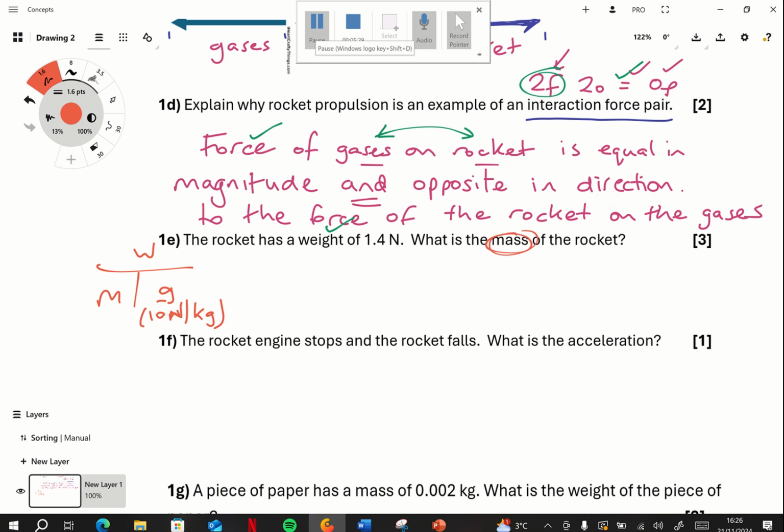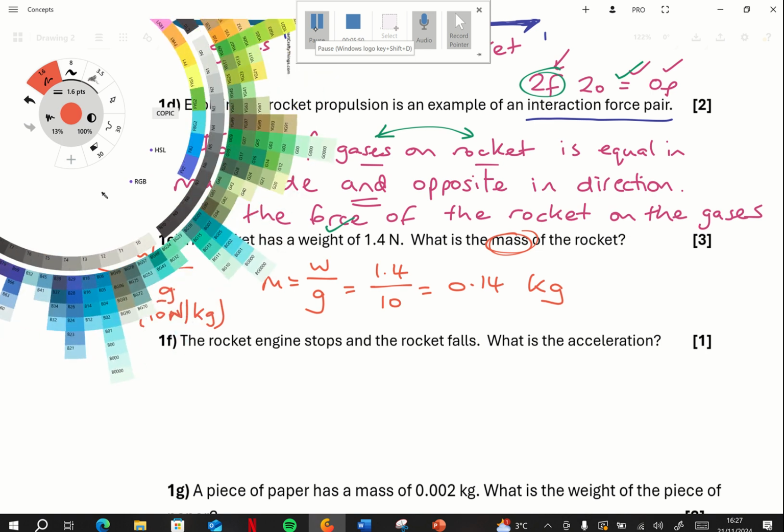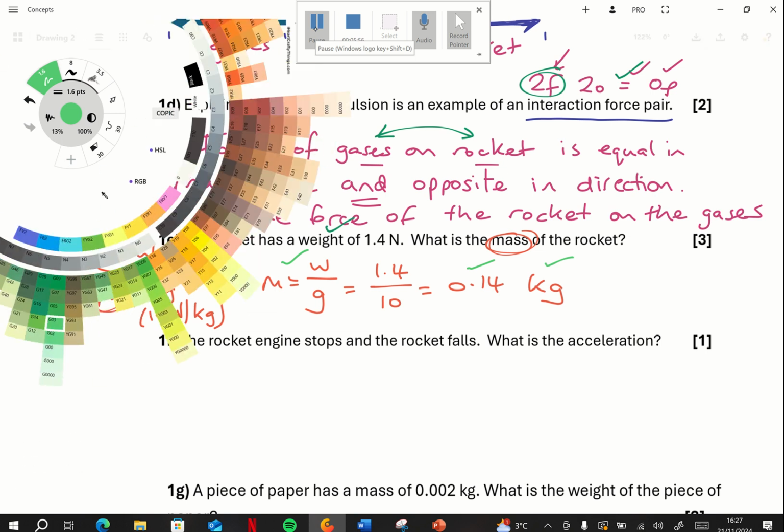So it says, what's the mass? So I want that, and I can say I've got W on top, G underneath. So M equals W divided by G. That's going to equal 1.4 divided by 10 equals 0.14. And then I need the unit, kilograms for mass. So if I find out where my marks are for there, let's get my green pen for marking. Formula, number, unit.